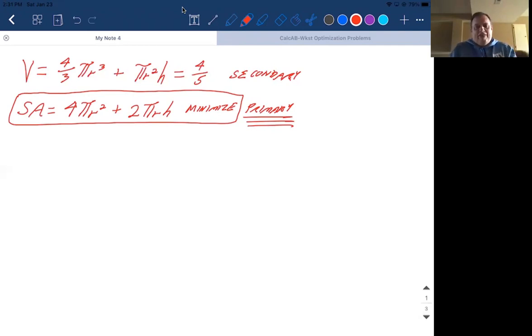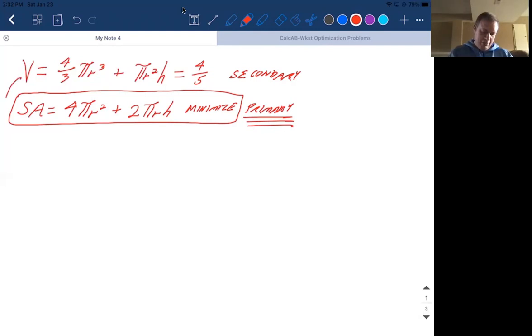So I have my models. I have a surface area formula. I have a volume formula. I have a primary and I have a secondary. But what I need to do is change the surface area formula so it either has all r's or all h's. Because there's only one h there, it's going to be a lot easier to write the surface area equation in terms of r. Notice I didn't write SA as a function yet. I just have it as a general statement. Okay. So let's do this.